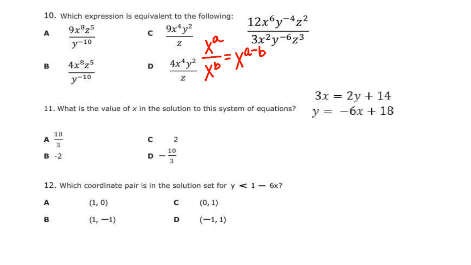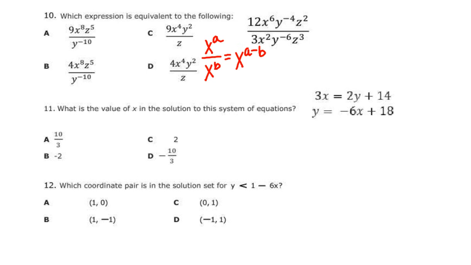Hopefully you finished your last three problems. So let's look here at number 10. All right, so this is a fraction, which means division. So we have our quotient rule. You have to remember those exponent rules. So look up above the smart board, you'll see the quotient rule, and that says x to the a over x to the b is equal to x to the a minus b.